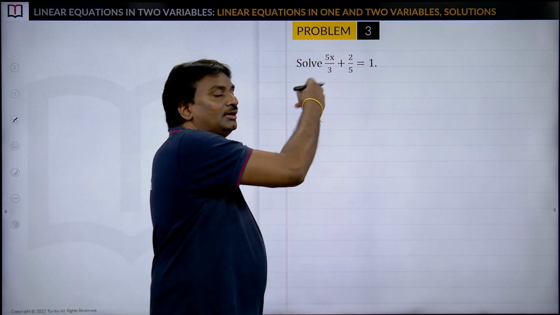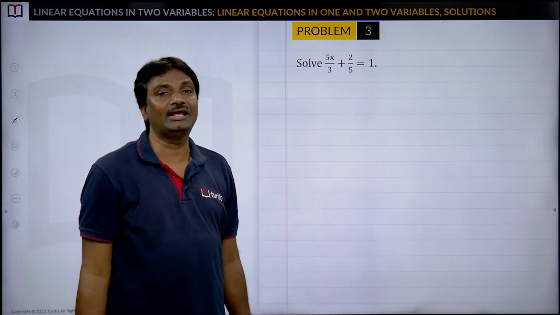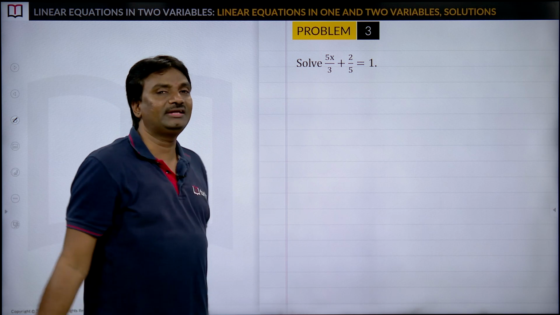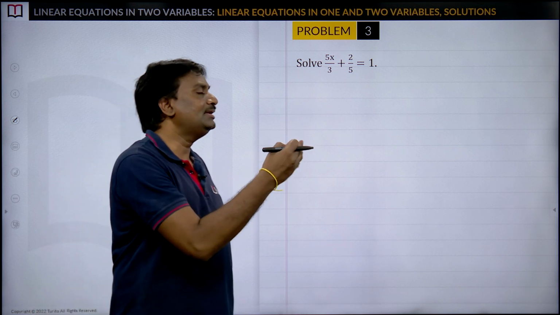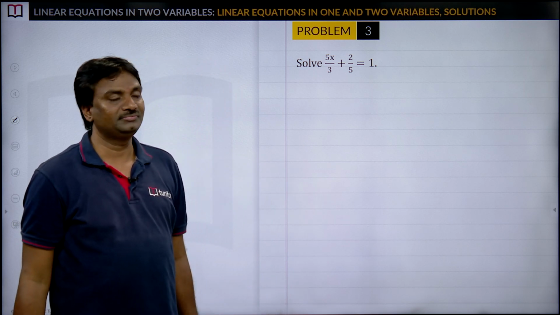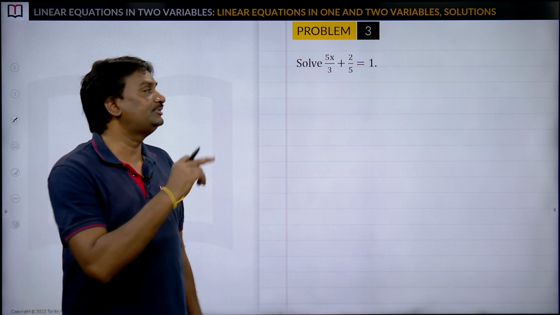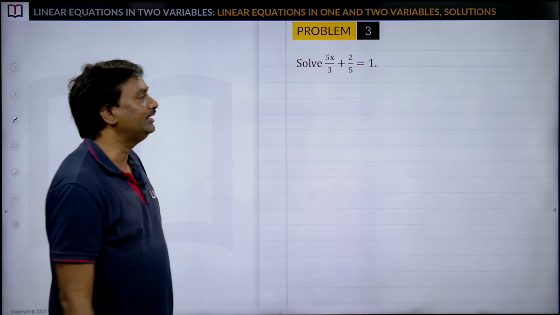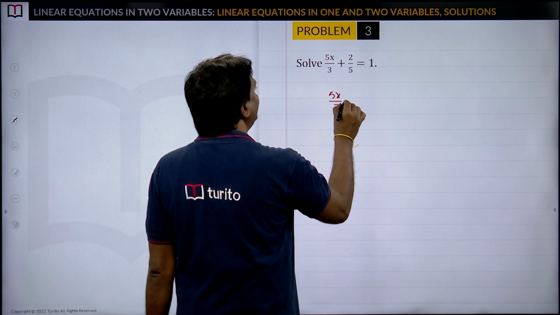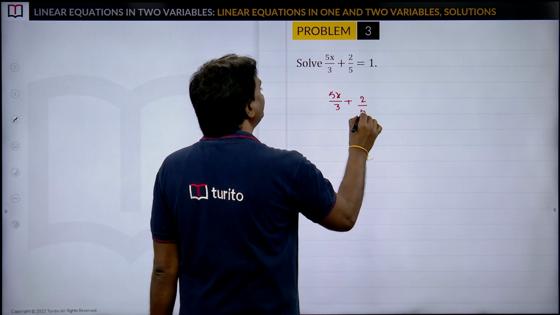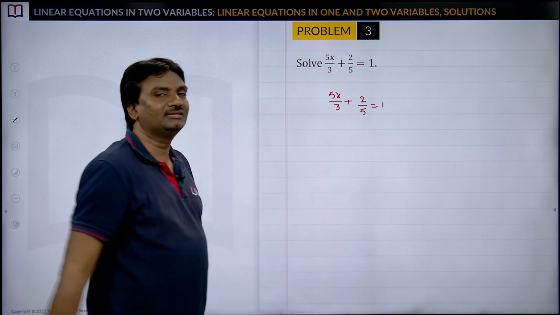Okay. So, to solve this equation, first of all we have to simplify the LHS part, where the denominators are 3 and 5. Since they are different, you can take the LCM of 3 and 5 and cross multiply. From that, you will get the value of x, that is the solution of the given linear equation. So, 5x by 3 plus 2 by 5 equal to 1, where the denominators are 3 and 5.